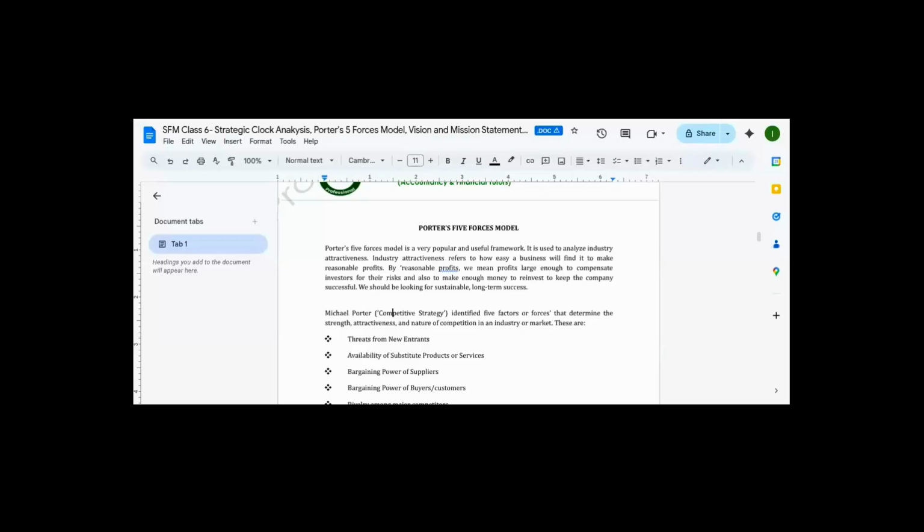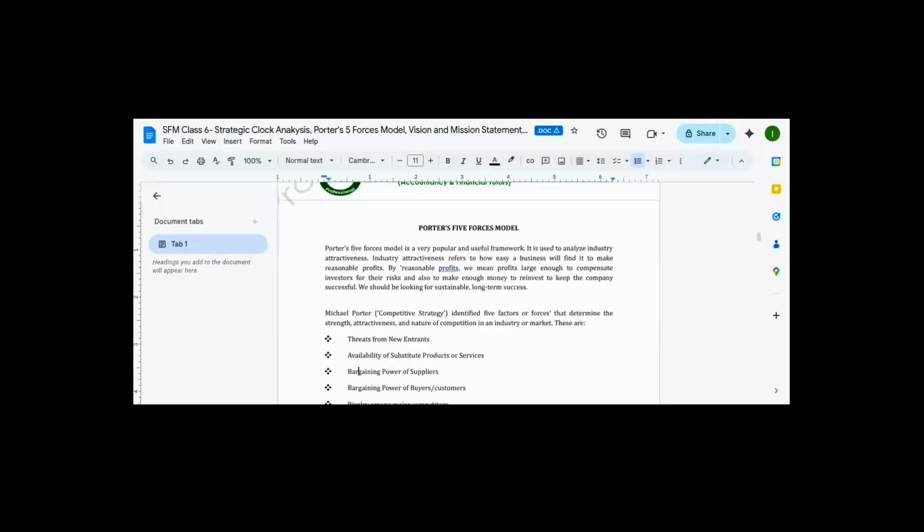So Michael Porter identified 5 factors or forces that determine the strength, attractiveness, and nature of competition in an industry. The 5 forces model that we use for industry analysis are: 1. Threats from new entrants. 2. Availability of substitute products or services.